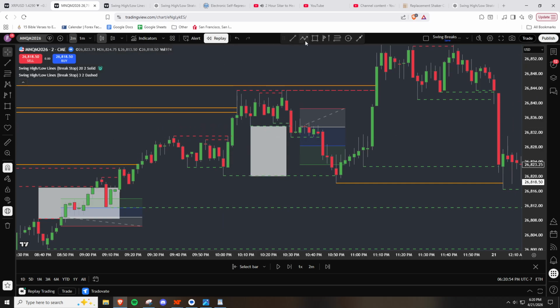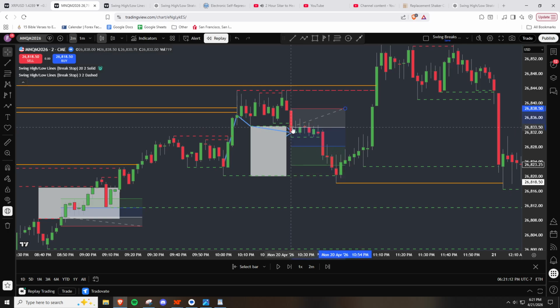But same thing here. We got a break of a swing high. We have a swing low form right there. We have another one form right here. Ignore this because it still needs to close past this lower one here. So that's what I'm focused on. We get that close right there, and bam, that is our signal to enter.